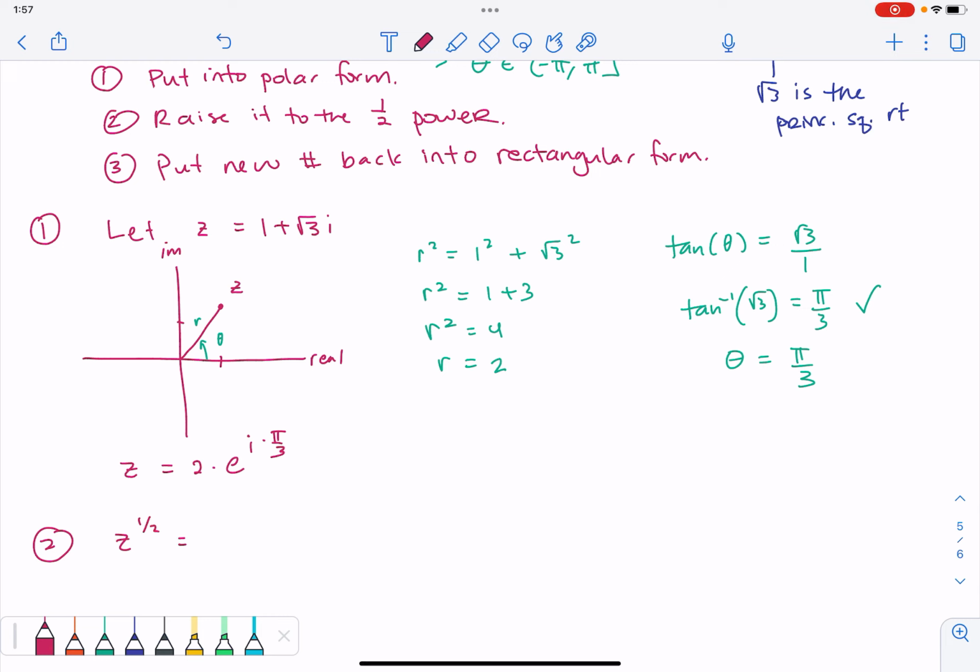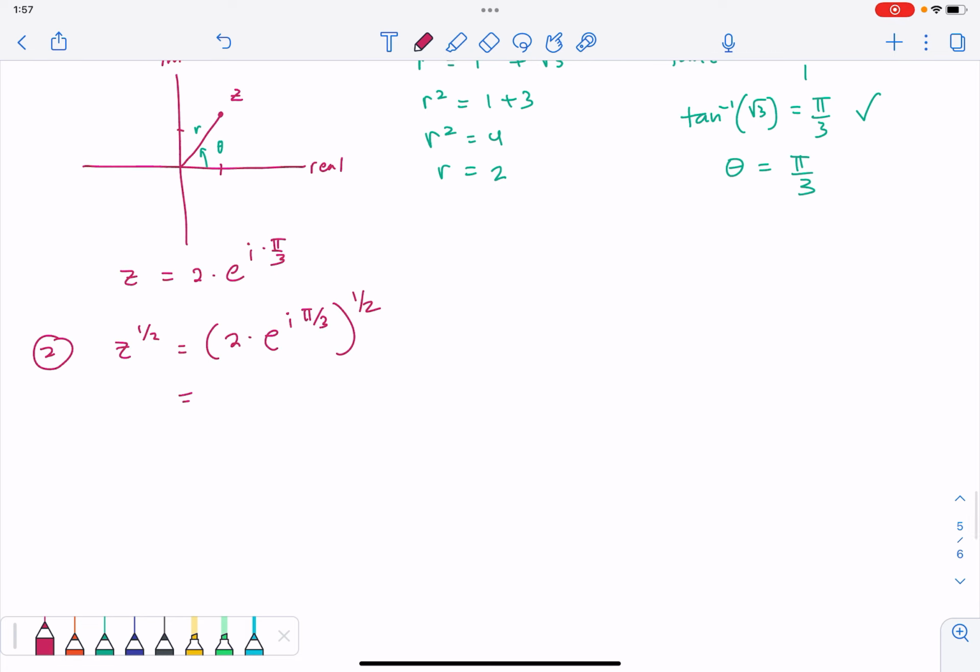So if I raise both sides to the 1/2 power, this is just saying z to the 1/2, its square root, is equal to 2 times e to the i pi over 3, to the 1/2. Well, what's that going to look like? We know that if I have a times b to the m, this is the same as a to the m times b to the m. Just means we have to raise each thing to that power. So this becomes 2 to the 1/2 times e to the i pi over 3 to the 1/2. So it's kind of like distributing. 2 to the 1/2, that's just root 2.